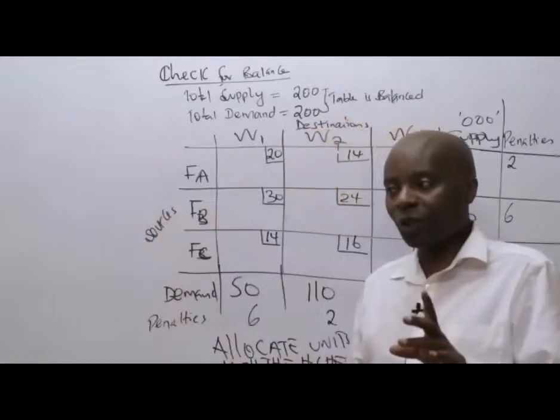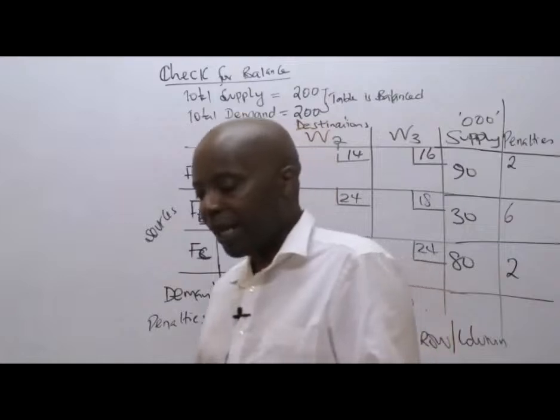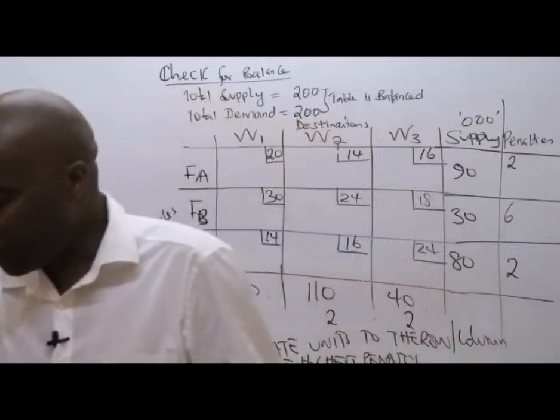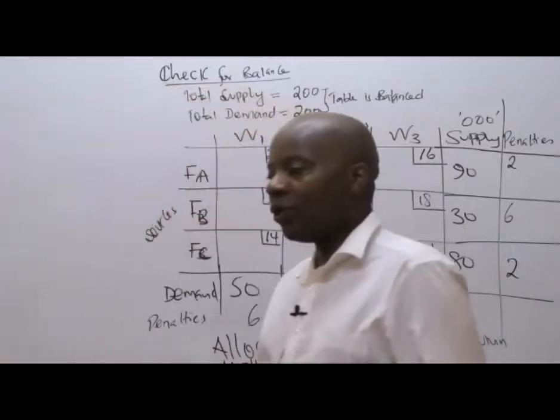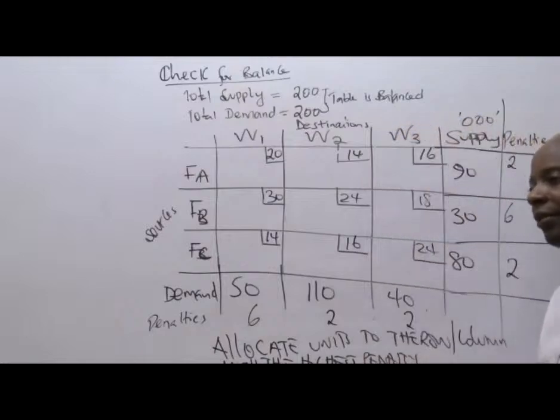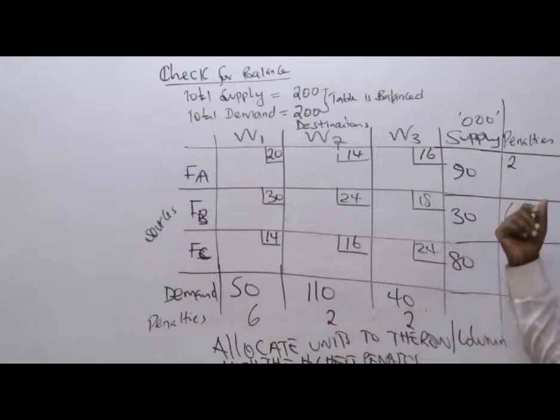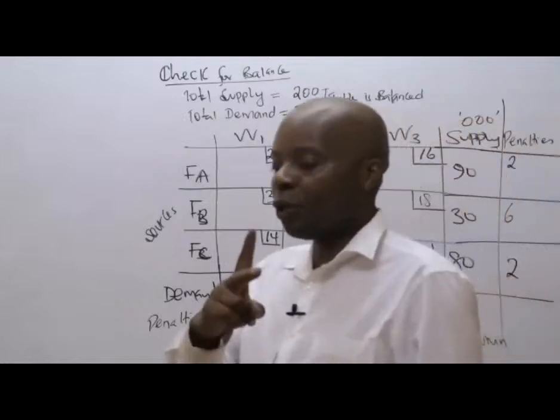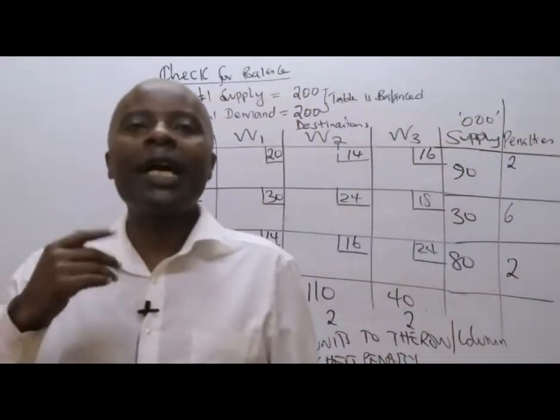That is the condition which you are supposed to be remembering. The condition: always work with the highest penalty. Allocate units to that row or column which has the highest penalty. Now, when you look at the penalties that we have across the board, 6 is the highest. But unfortunately, there are 2 of them. So there is a tie.